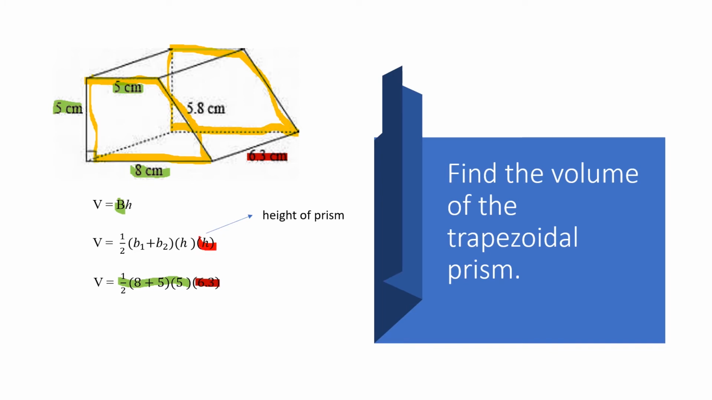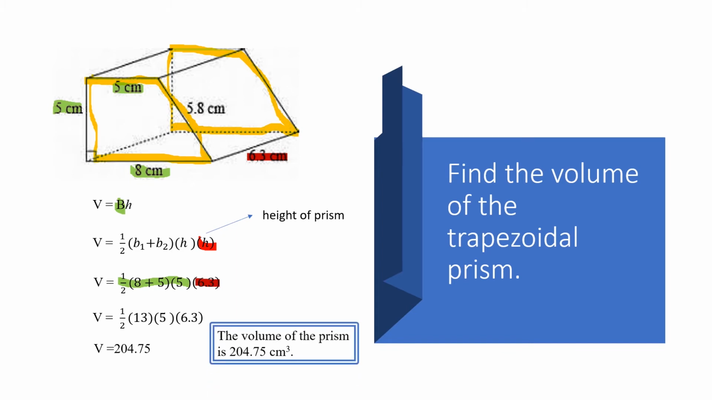All right. Again, follow the order of operations, and use my calculator if need be. I'm going to do what's inside my parentheses first. So 8 plus 5 is 13. Now I'm going to multiply these three totals and divide by 2, giving me 204 and 75 hundredths, making the total volume of this prism 204 and 75 hundredths centimeters cubed.